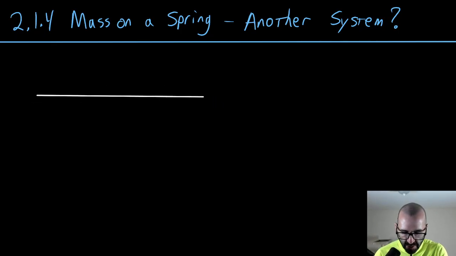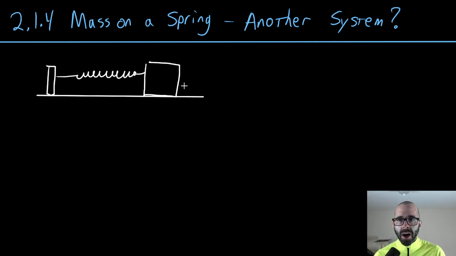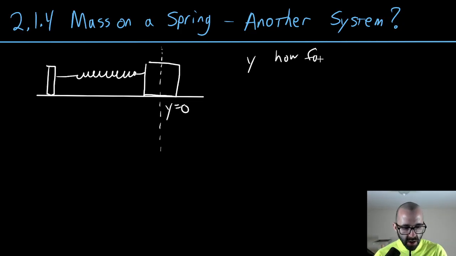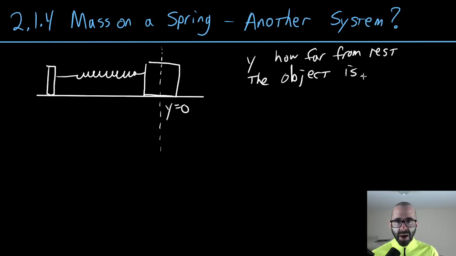Let's say we have some kind of ground, and something is on the ground, and we have a spring, and attached to the spring is some object. Okay. And let's say here is the object at rest. That's going to correspond to a value of y equals 0. Y will be essentially how far from rest the object is. This is not a physics class, so we're not going to be very precise here. We're going to focus on the math.